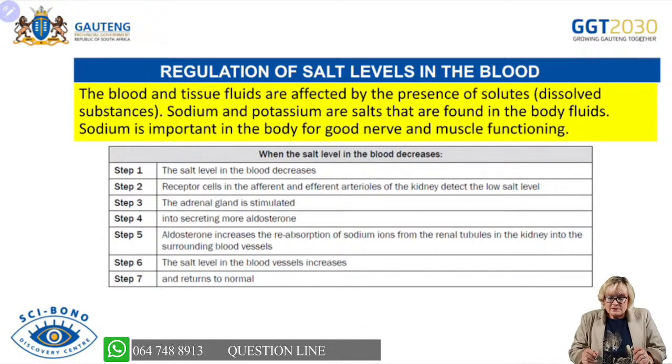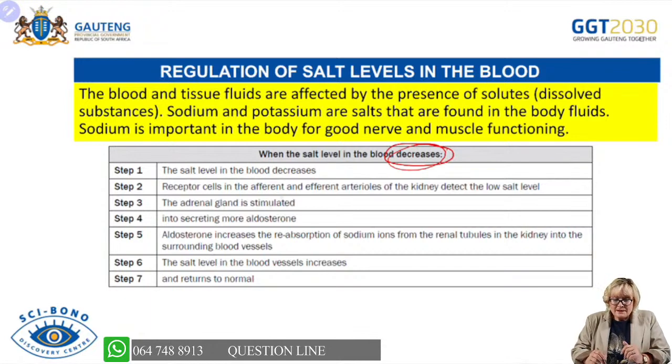Now let's look at when the salt levels in the blood are too high. That is now if you had, let's say, a packet of salt and vinegar chips and you had nothing to drink. What is happening in your body? First of all, the salt level in the blood, I'm lying now, this is when it decreases. So when it decreases is when you don't have enough salt in the blood.